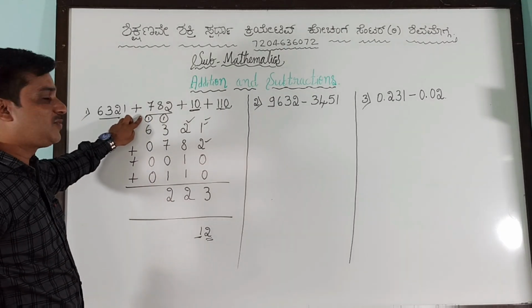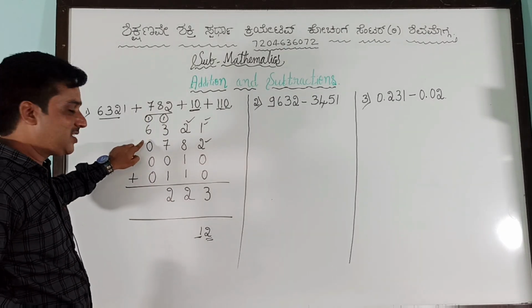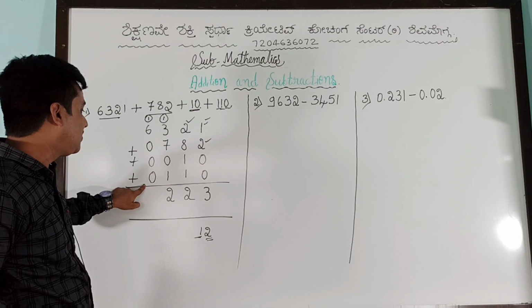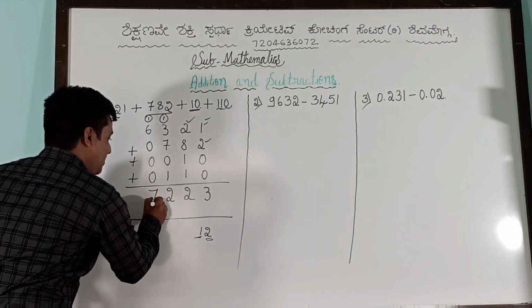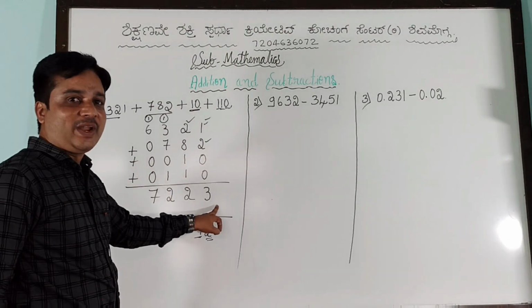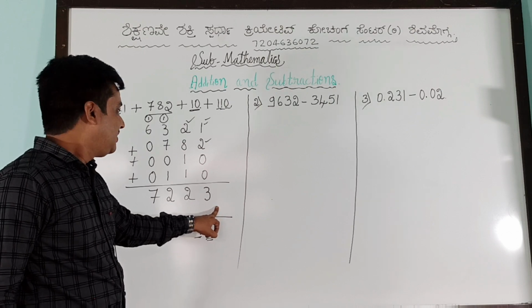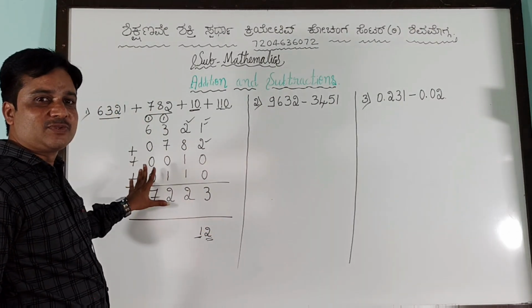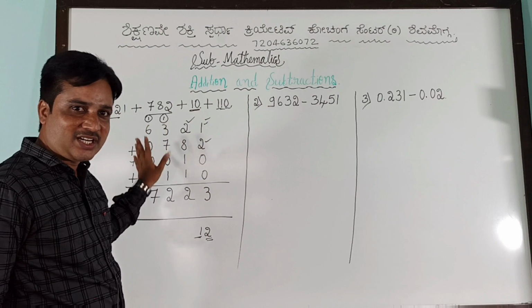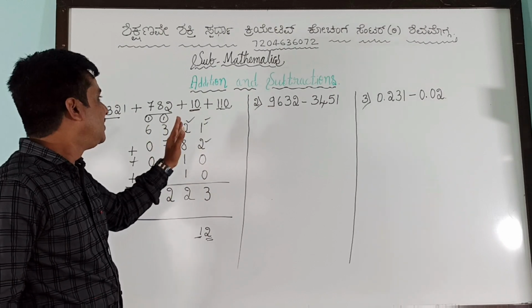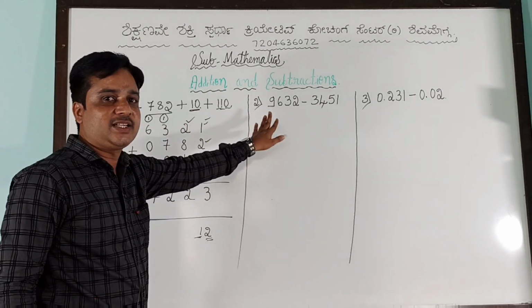Now 6 plus 1 is 7, plus 0 is 7, plus 0 is 7, plus 0 is 7. So we got the answer 7223. Okay, I explained this one slowly because you have to understand this concept, how we have to write. Now let's see the second question.